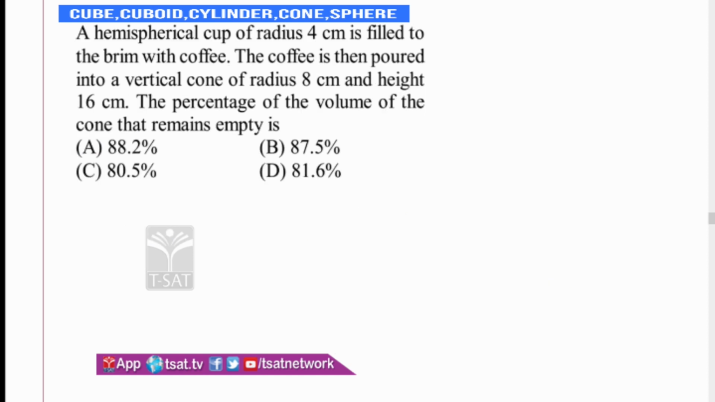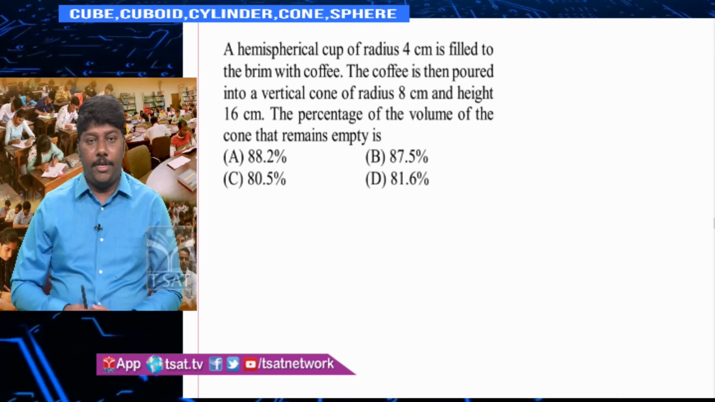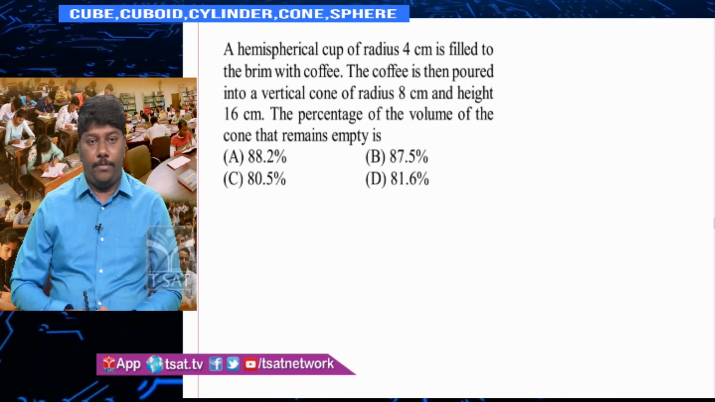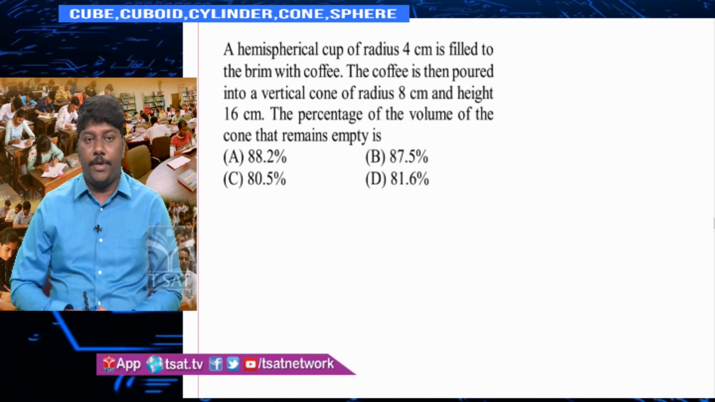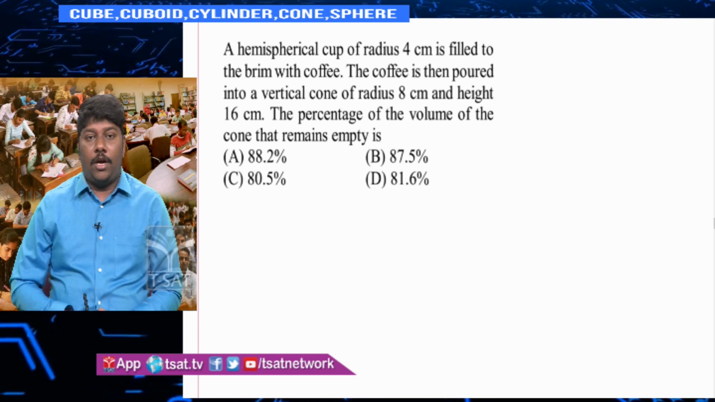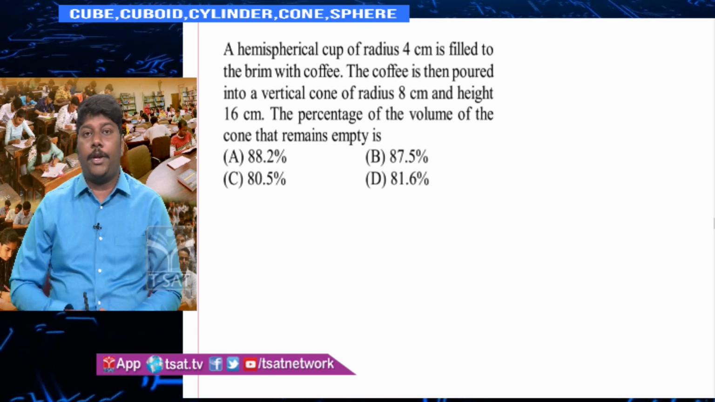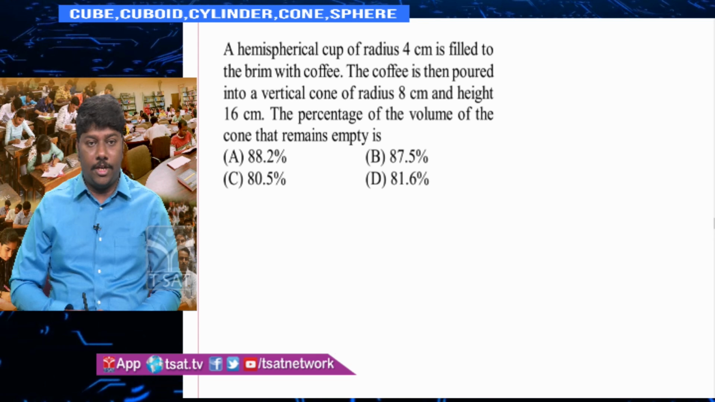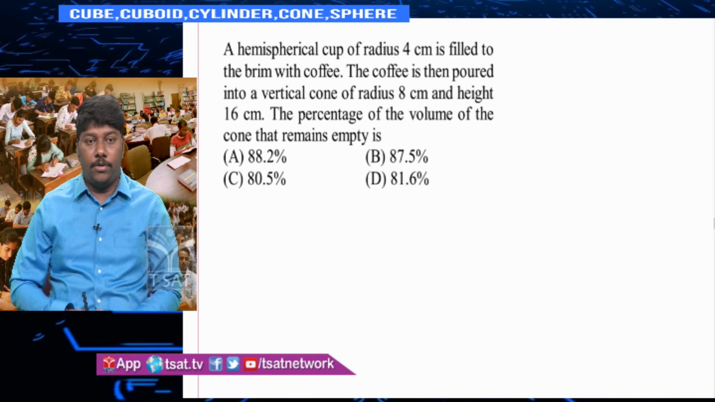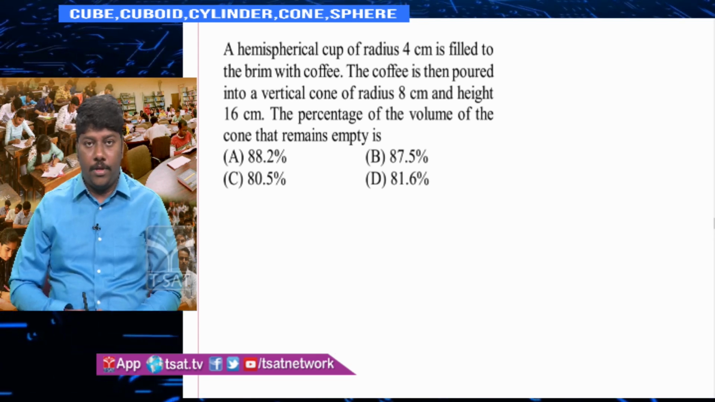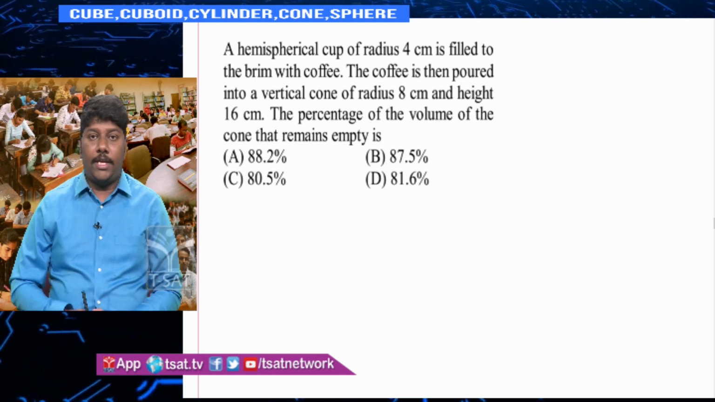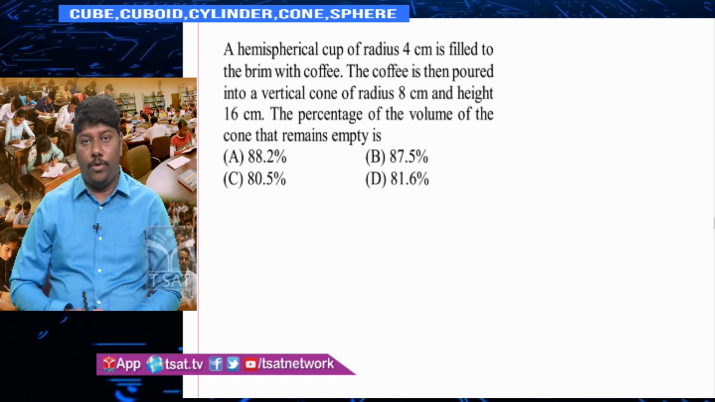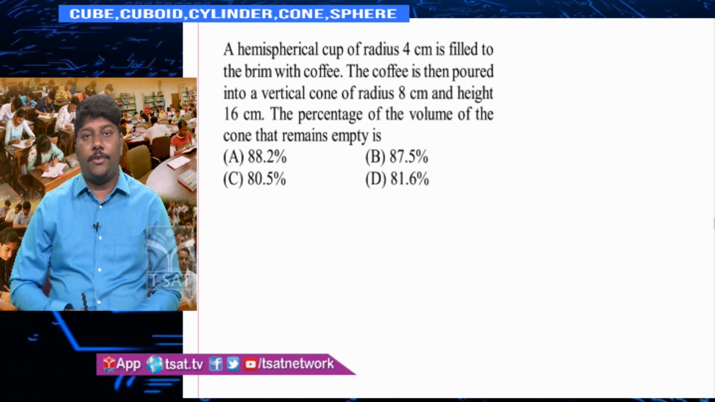Look at the next one. A hemispherical cup of radius 4 centimeters is filled to the brim with coffee. So you are filling a hemispherical cup, it is in the shape of a hemisphere, with coffee. The coffee is then poured into a vertical cone of radius 8 centimeters and height 16 centimeters. The percentage of the volume of the cone that remains empty. First of all, how much you are filling is very important. So you are actually pouring a hemisphere into a cone. So what percentage of the cone is filled?